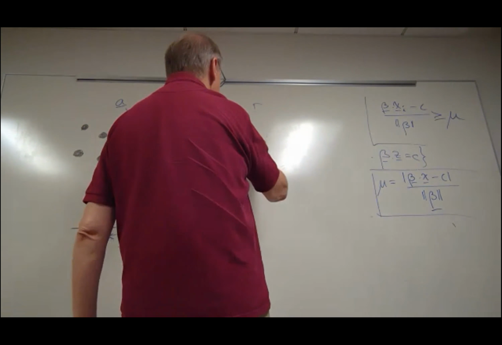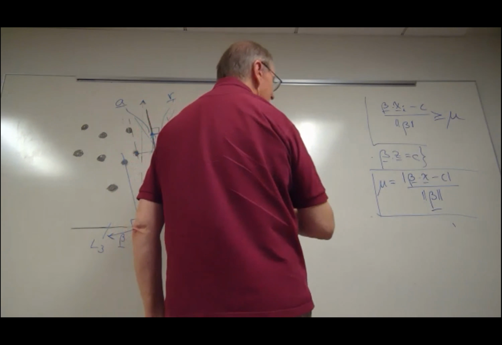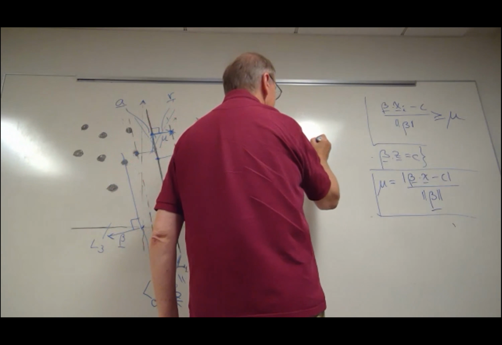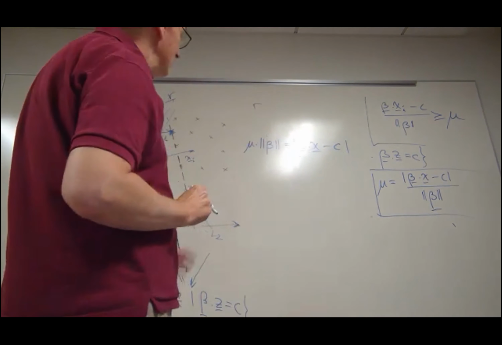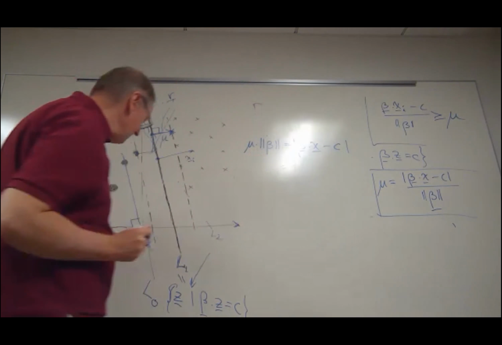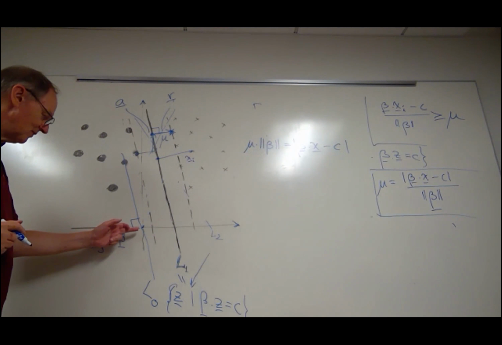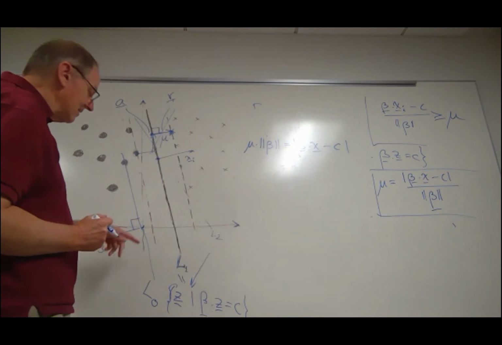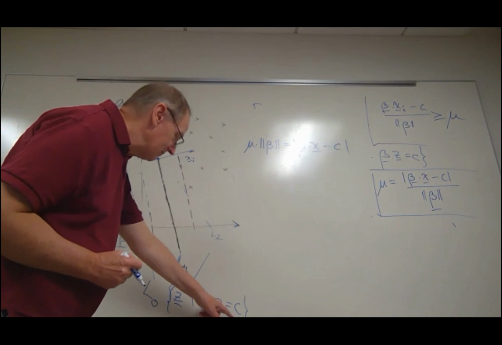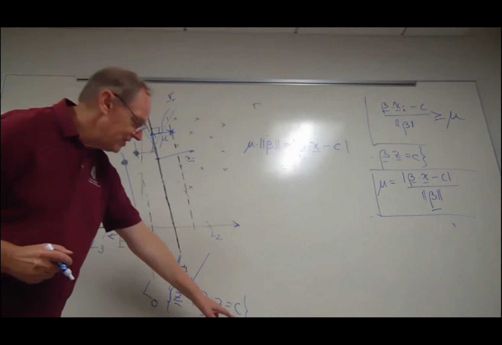So the equation here was that mu times norm beta is equal to beta x minus c. That's the value. So what happens if you scale beta here? Well, that just means you make it shorter or longer, maybe go in the other direction. But you can of course multiply beta by any scalar and still get the same line from the origin, but you will change the c.